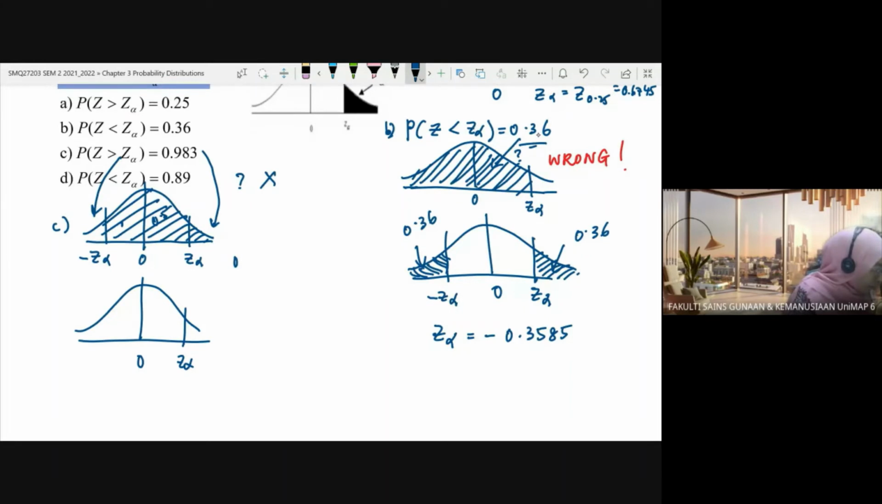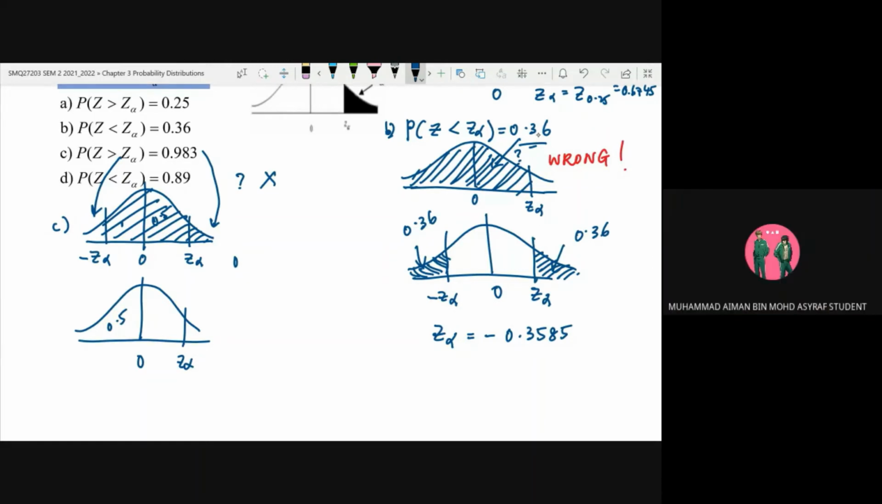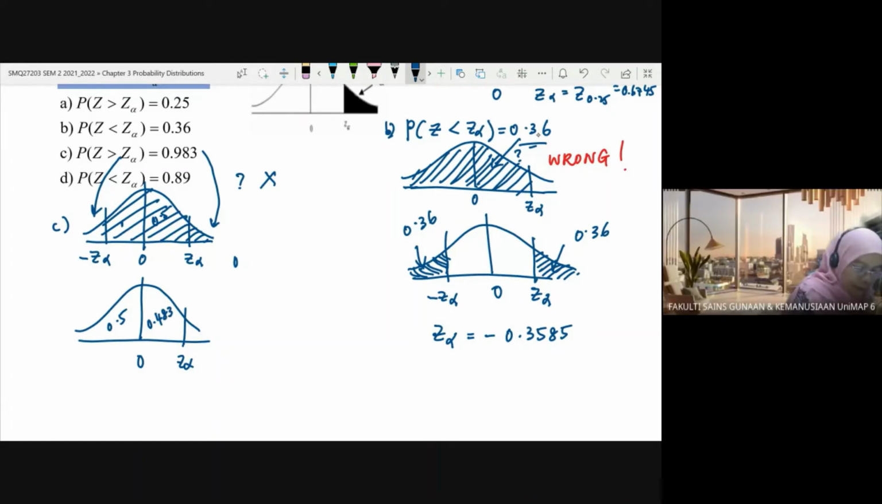Macam mana nak senang? So kalau dekat sini is 0.5, so area kat sini ni berapa? Kalau kat sini ni 0.5, what about this one? Area kat sini ni? 0.483. Macam mana dapat? Sebabnya campur dua ni kita dapat nilai ni.